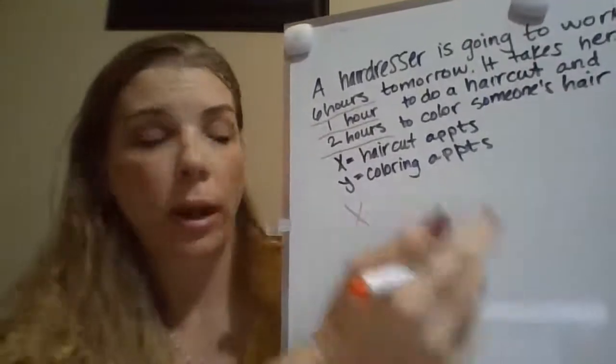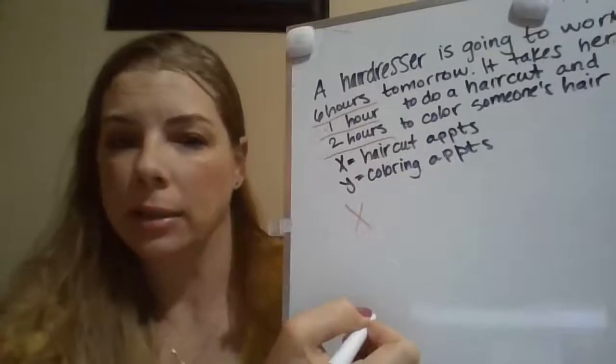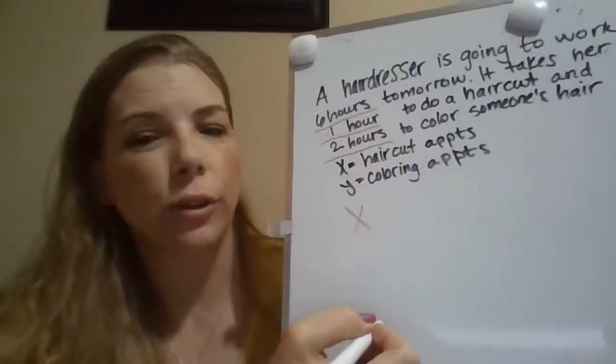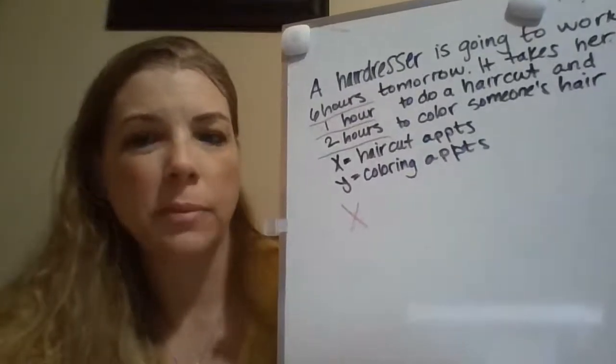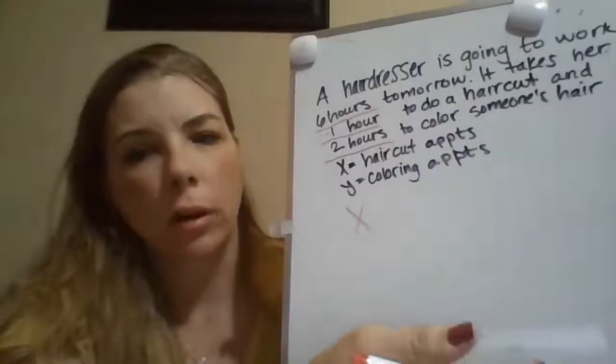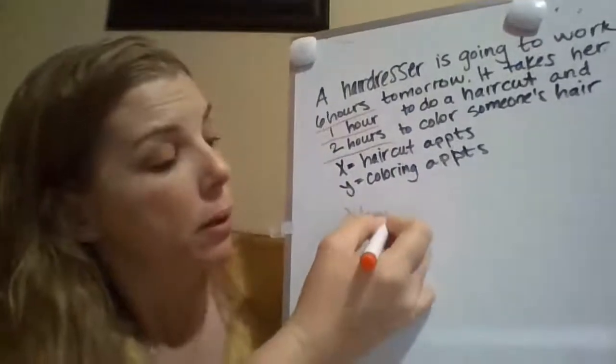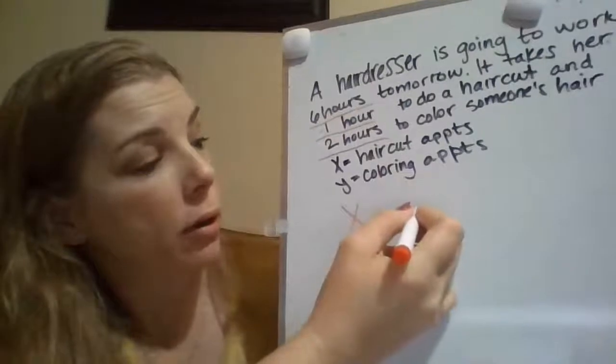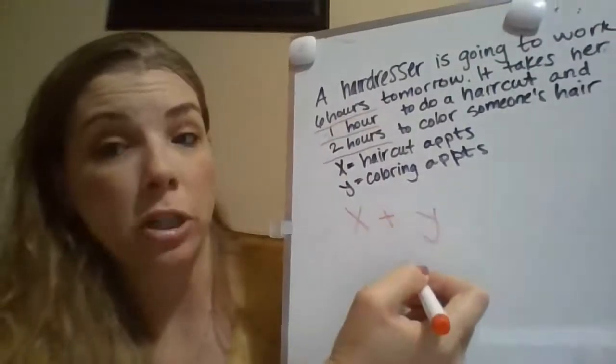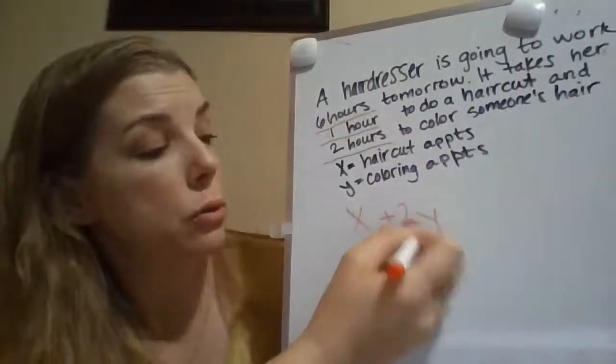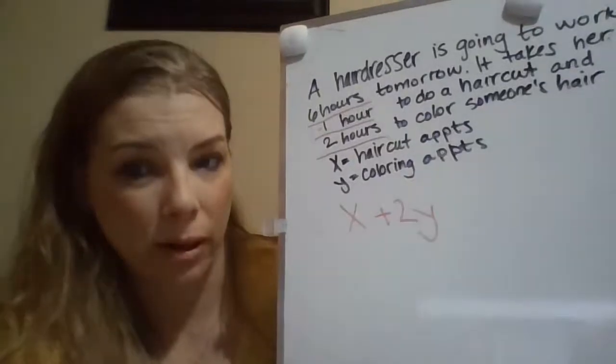So we can take the number of haircuts. Now, granted, it is 1 hour, so you could put a 1 in front of this. It doesn't make it wrong, it just makes it look kind of funny. We've gone over that numerous times. If you put a 1 there, it's not wrong, it just looks silly. Plus the number of coloring appointments. Each coloring appointment is 2 hours, so that 2 has to be there.